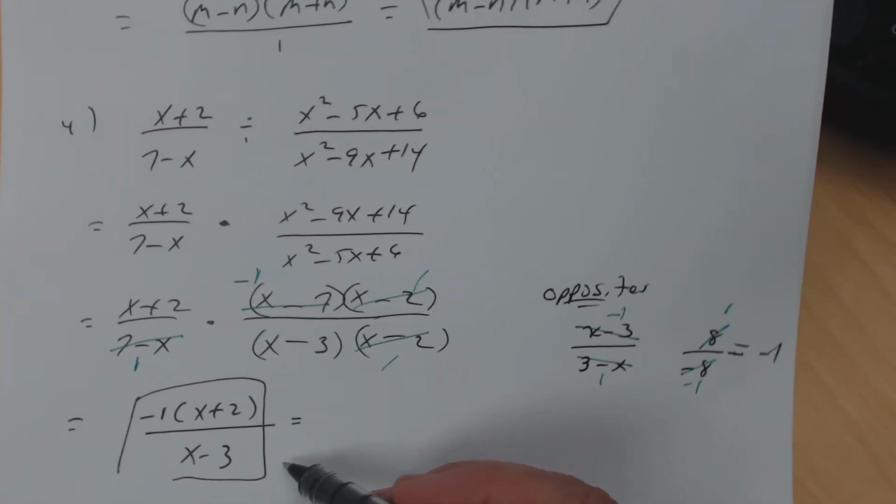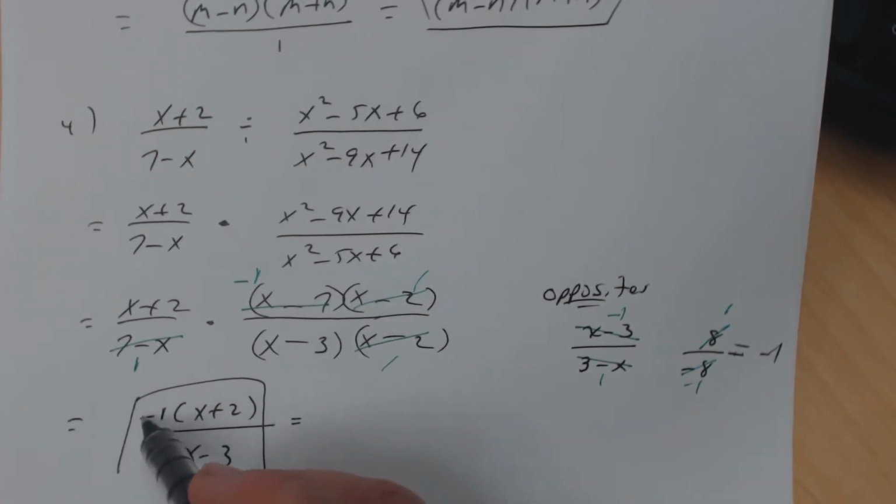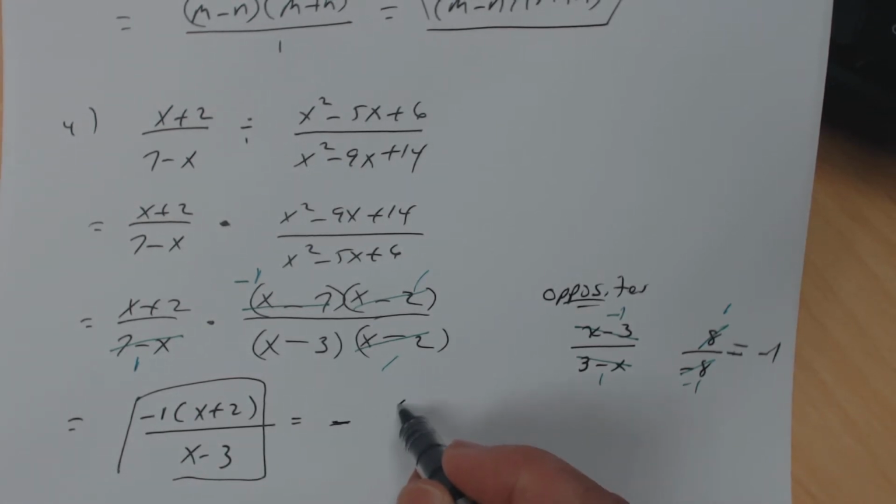The other way of writing this is to pull that negative 1 out in front. So in other words, it will look like this: the opposite of x plus 2 divided by x minus 3.